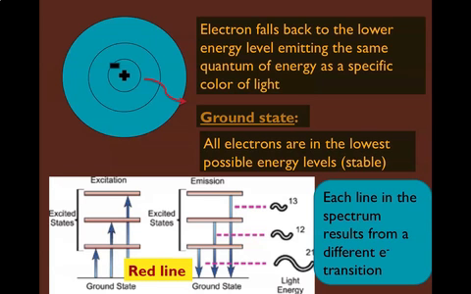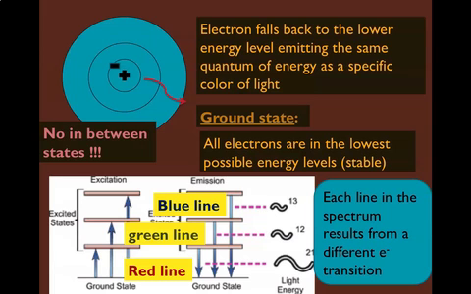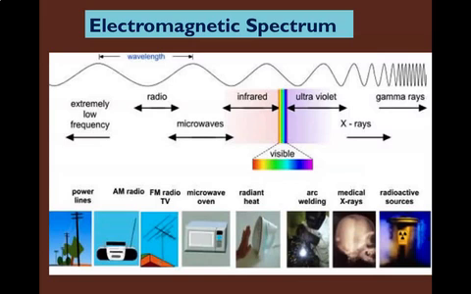Okay, so this first one would be a line of red, this next one would be a line of green, and this highest one would be the blue line. And so red has less energy than blue does. Okay, there are no in-between states. It has to fall from one level to the next. It cannot fall partway or be excited partway to a level.